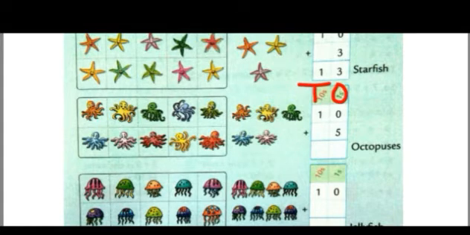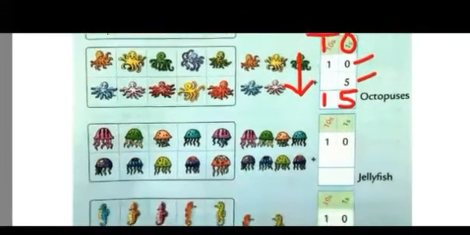So, now, what does the first step say? Always start adding with the ones column. Okay, so in the ones column, 0 is given and 5 is given. So 0 plus 5 is how much? 0 added to any number gives the number itself. So we will write 5 here. Now, second step is to add the tens. So only 1 is given in the tens column. Nothing else. No other number is given. So that 1 will come down. So the answer becomes 15 octopuses.